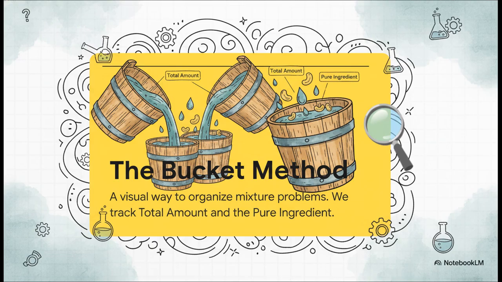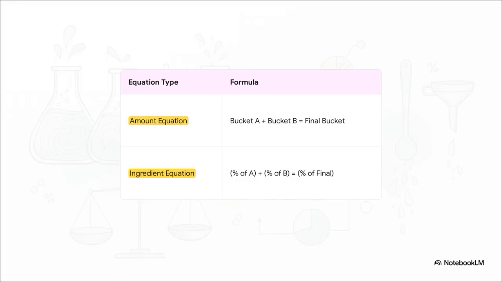Well, it's all about just picturing it. Imagine you've got two buckets, right? And you're pouring them into one big final bucket. For every single bucket, we only need to keep track of two little things. First, the total amount of stuff in it, like how many liters or pounds. And second, how much of the one pure ingredient we actually care about is in there. That could be acid, it could be money, it could even be cashews. Doesn't matter. And what's so cool about this is that it gives us the same two equations every single time.